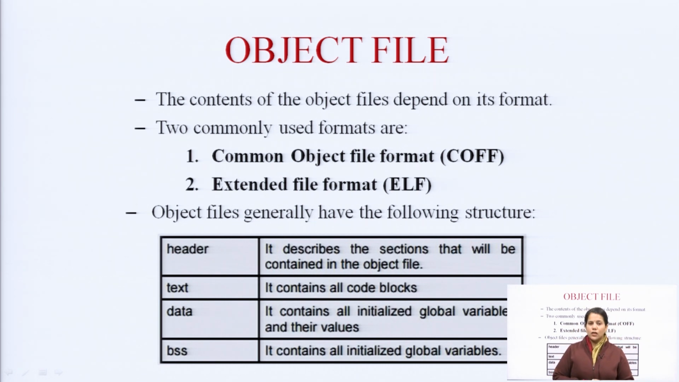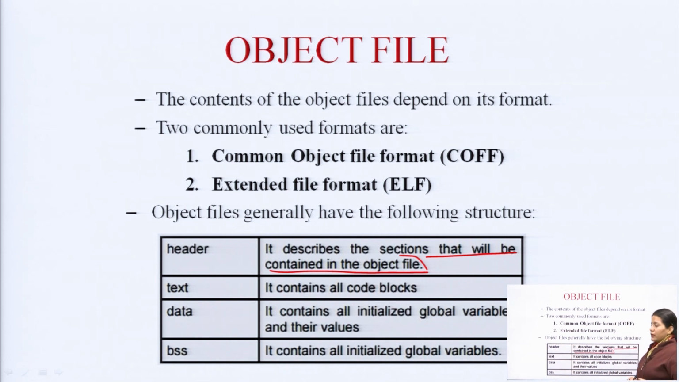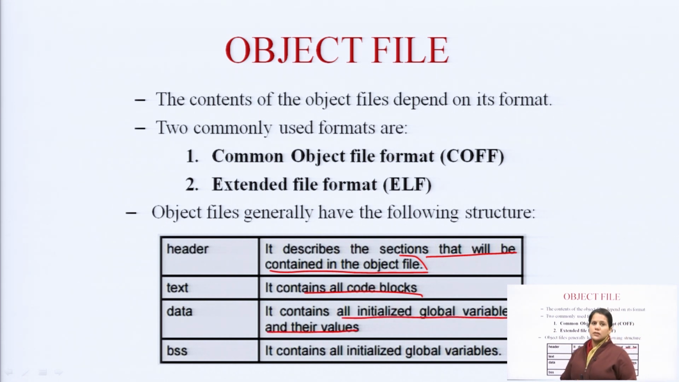Object files generally have this structure: header, text, data and BSS. Header describes the sections that will be contained in the object file. Text contains all the code blocks. Data contains all initialized global variables and their values, and BSS contains all the uninitialized global variables only. So, this is the format of any object file.